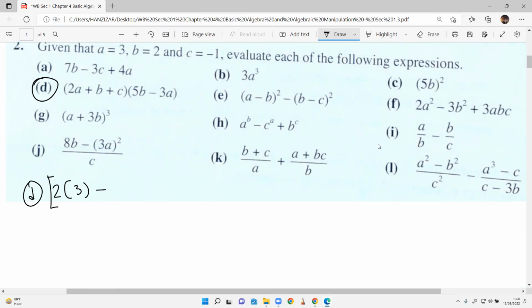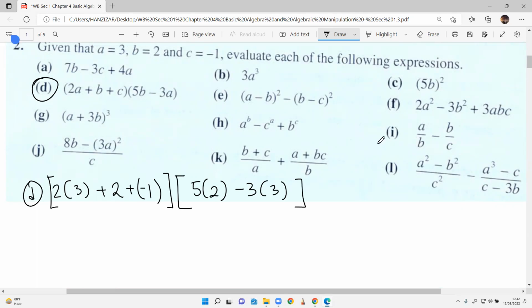Plus b, plus c. Get the idea? And then another bracket, I put a different bracket. Why? Because it is a second layer bracket. 5b, not 52. Be careful, 5 times 2. Minus 3a.